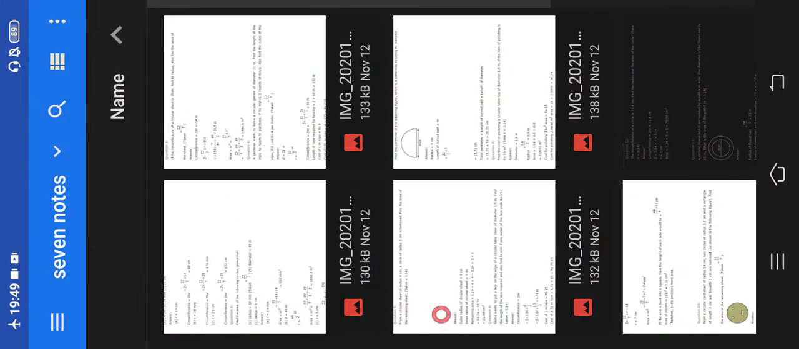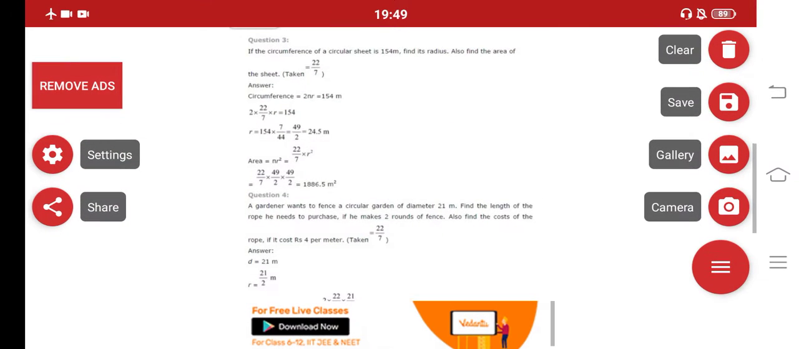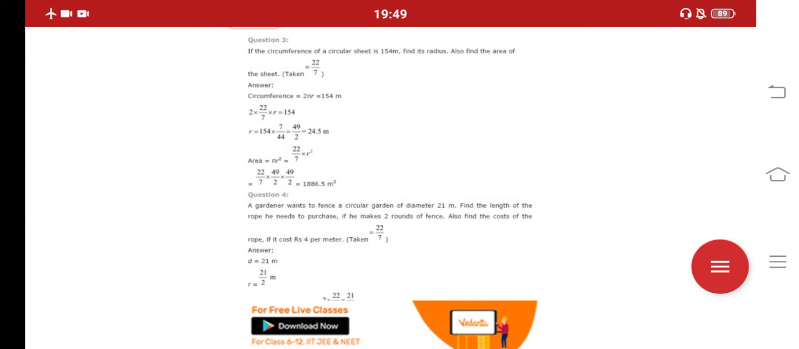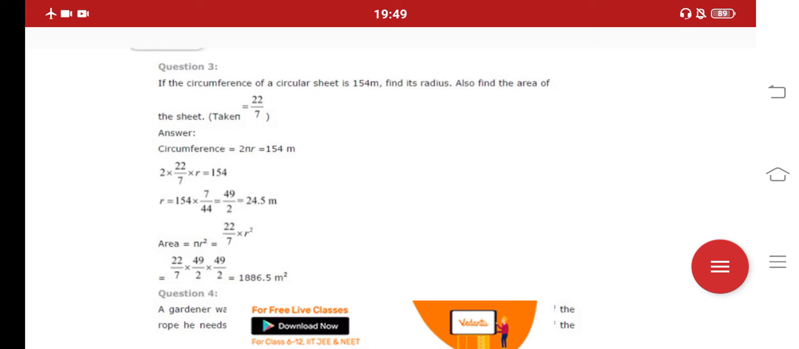Now let us see what is given in question number 3. So see, this is our question number 3. If the circumference of a circular sheet is 154 meter, find its radius. Also find the area of the same sheet. Take pi as 22 by 7.